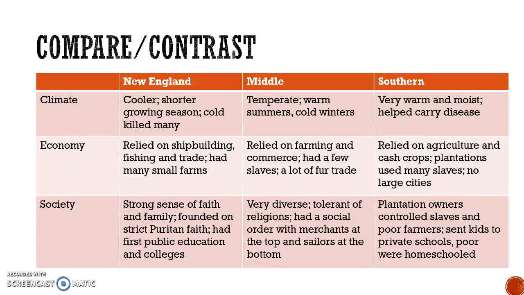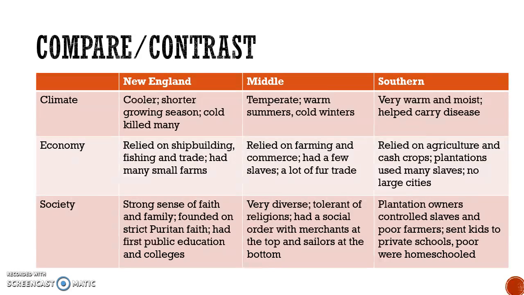And then as far as society goes, New England had the strong sense of Puritan faith, specifically a strong ideal of family. They also housed some of the first public education institutes and colleges. And then the middle colonies were much more tolerant and diverse. They accepted a lot of religions, but they did have more of a social order, putting merchants and businessmen at the top, and then sailors and those who did not have a particular trade more towards the bottom of the social order.